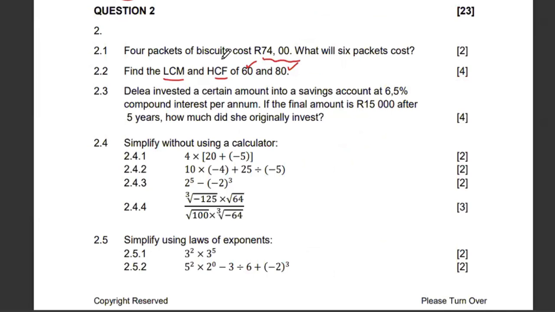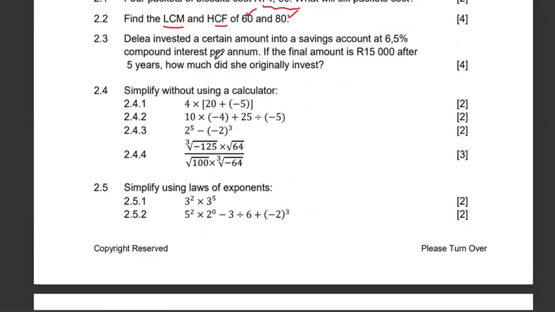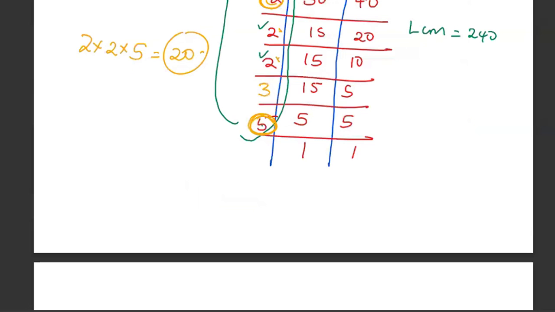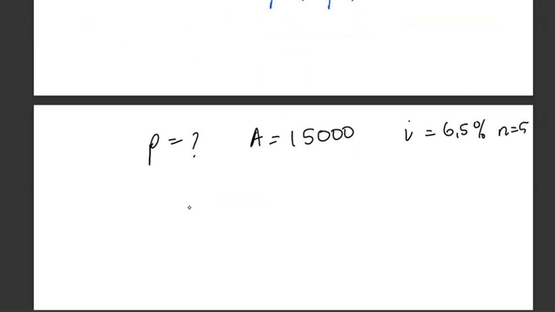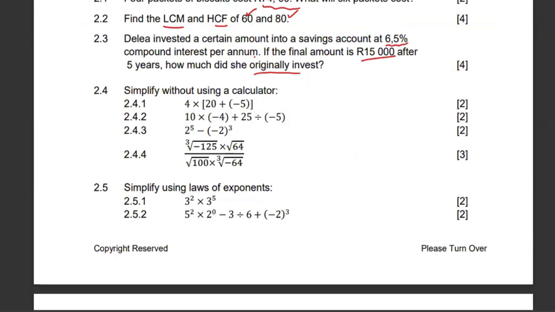All right, then we move on to 2.3. This person invested a certain amount of money into a savings account at 6.5% compound interest per annum. If the final amount is 15,000 after 5 years, how much did she originally save? So we're looking for the P value, okay? But then the final value, they're telling us is 15,000. The interest rate is 6.5%. And then the N is 5, if I'm correct. 6.5, 15, and then 5.